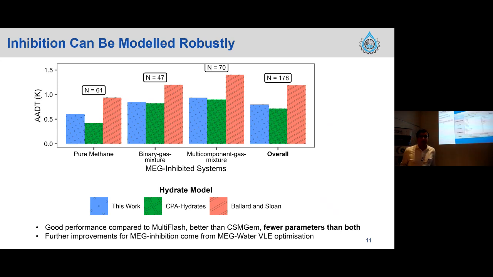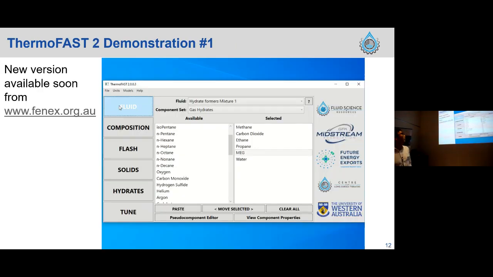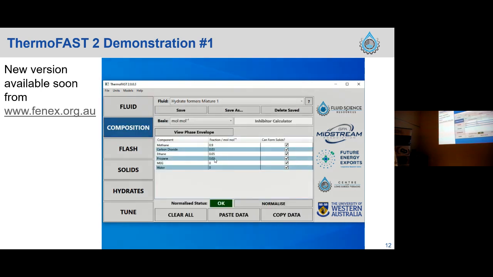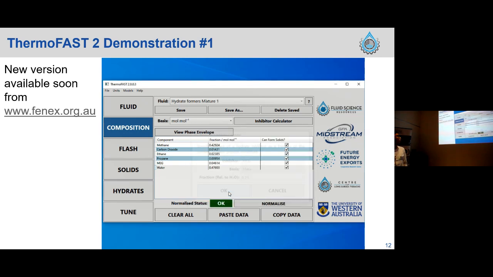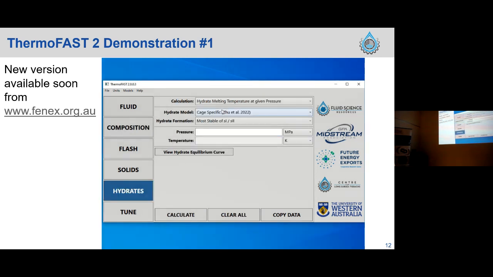And so this is a quick demonstration of the calculation within ThermoFAST 2. The new version will be available soon. So this is looking at a 4-component system with water as well as MEG inhibition. So looking at about 25% MEG here, 8% that is.